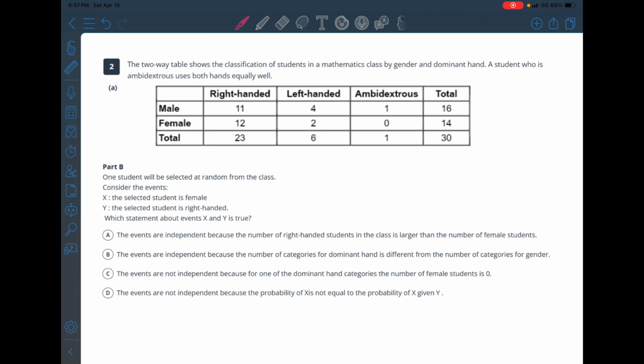The events are not independent because for one of the dominant hand categories, the number of female students is 0. That doesn't matter either. It doesn't affect whether they are right-handed or not. And the events are not independent because the probability of X is not equal to the probability of X given Y. So this one would be that.